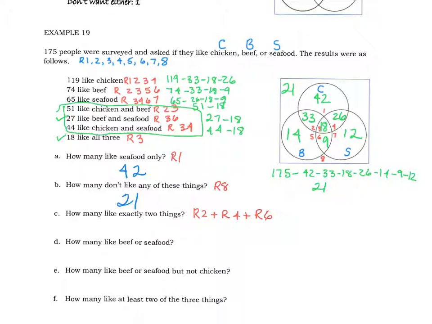So adding those together, we have 33 plus 26 plus 9, which gives us 68.